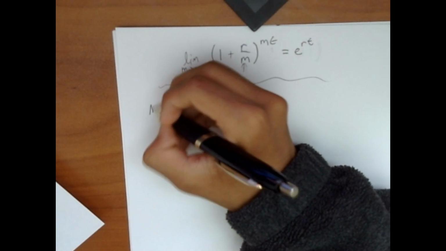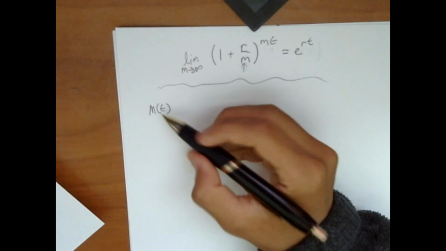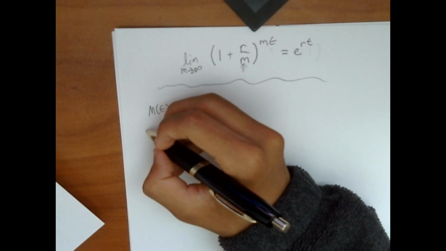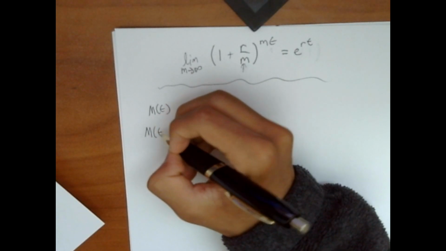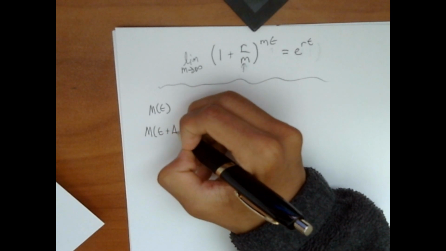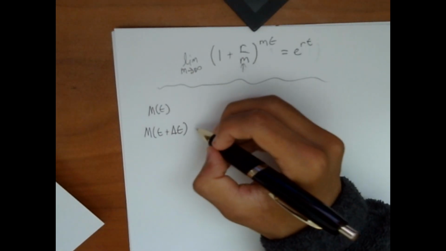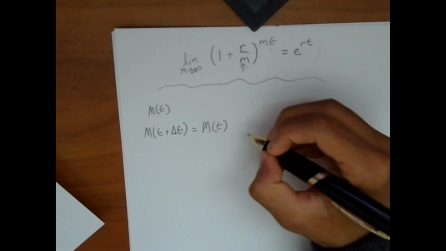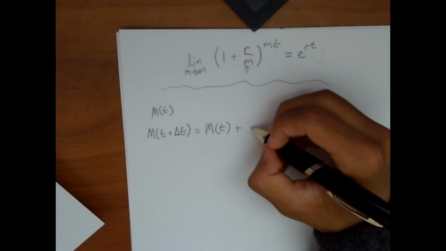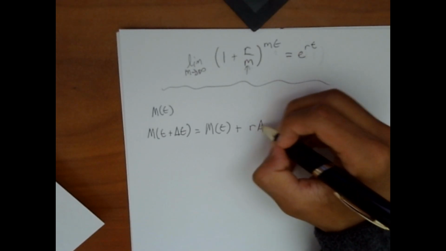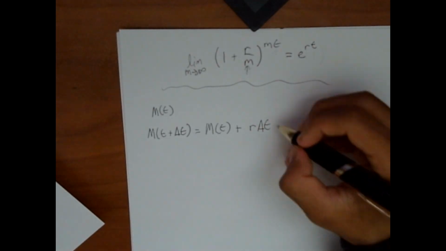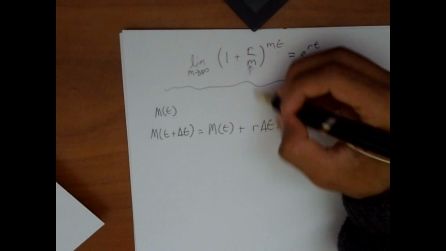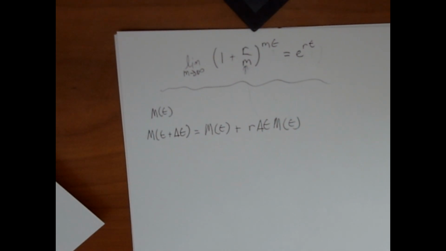So let's say M(t) represents money at time t. And let's say money at time t plus the amount of time until our next interest payment, delta t, would be equal to money at time t plus our rate times the amount of time until our next payment times money at time t, in which these two are pretty much the same thing. You can see.